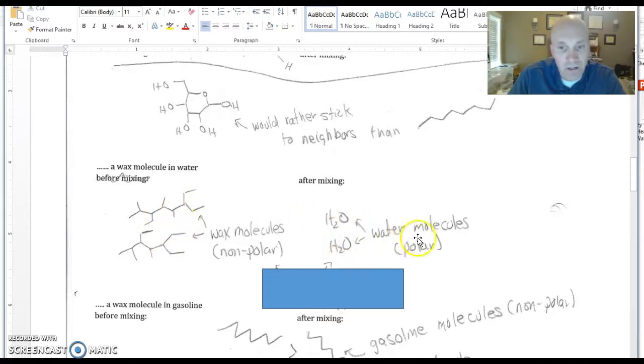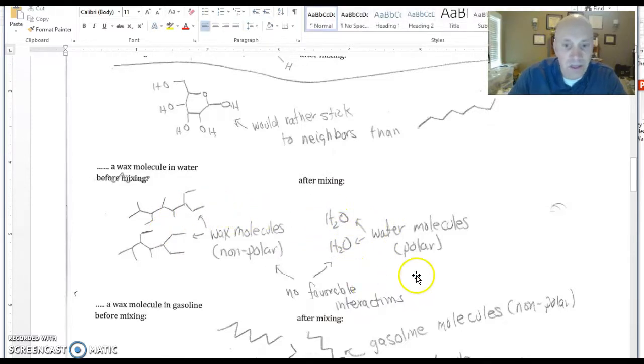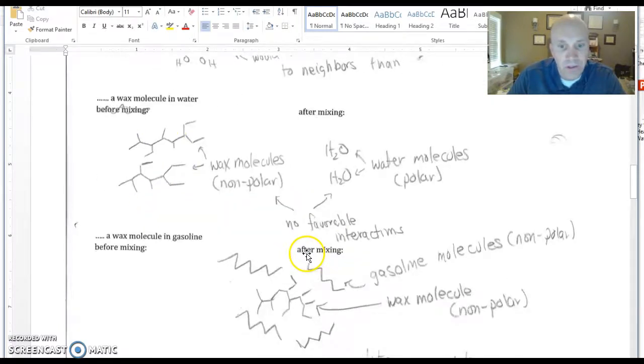Well, what holds water molecules together? It's going to be that hydrogen bonding. All right. So if you put this into water, would these guys rather stick to their neighbors, or would they rather stick to these water molecules? And there aren't any favorable interactions between a wax molecule and this water molecule. Therefore, these guys would prefer to stay stuck to themselves, and that little sliver of wax would just float on top of the water.